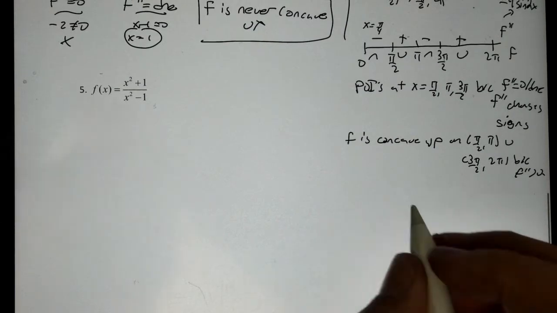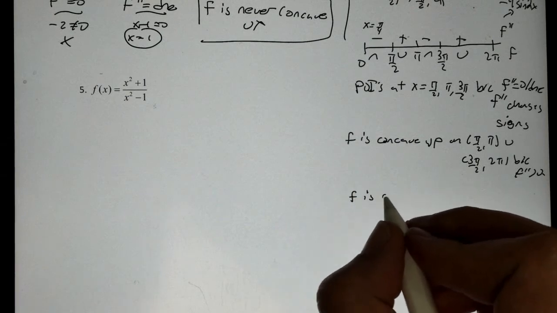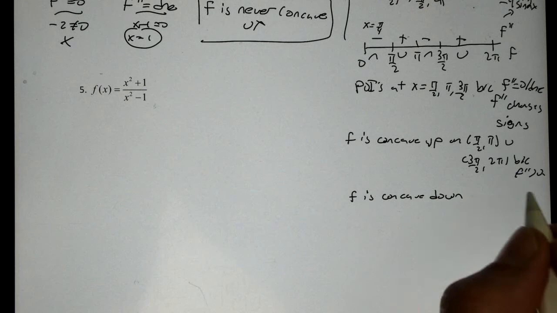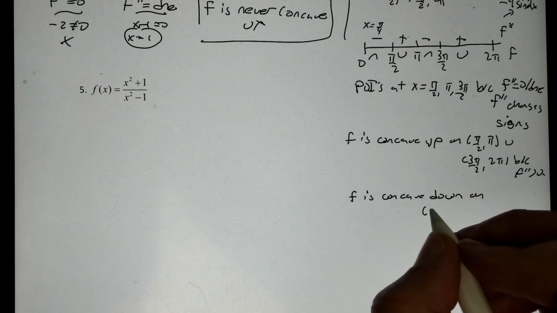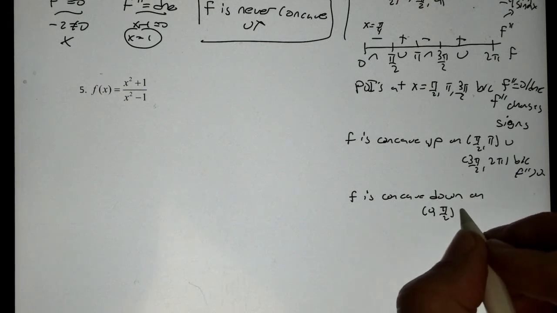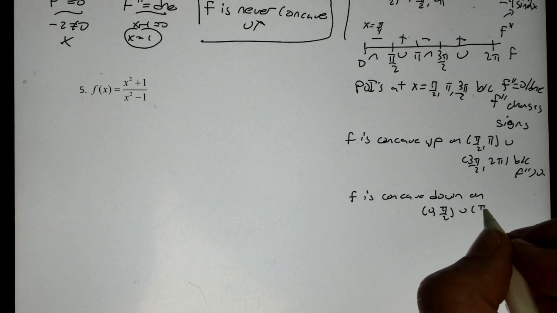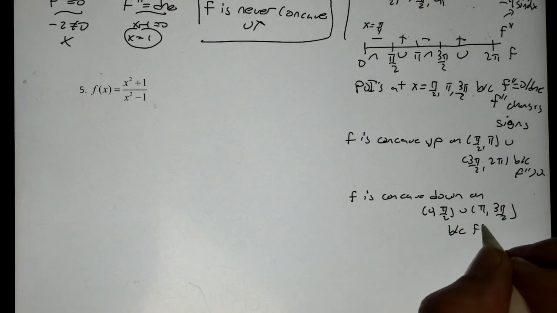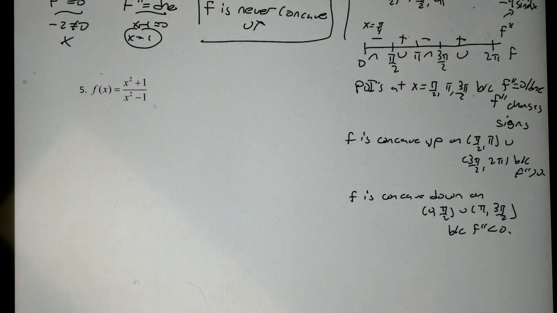I know it's messy. F is concave down. I am ready for a vacation after today. On the domains 0 to pi over 2, or pi to 3 pi over 2, and that is because the second derivative is less than 0. Oh my word, that is a nasty problem.